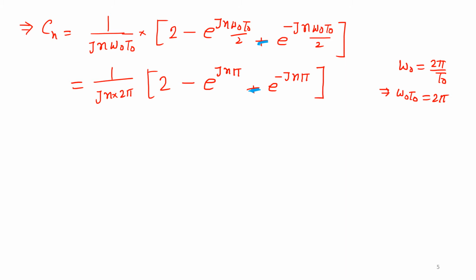Okay, so now what will happen? It is 1 upon j 2 pi n, and this is your 2, and this one it will put e to the power j n pi, and you can notice this one.